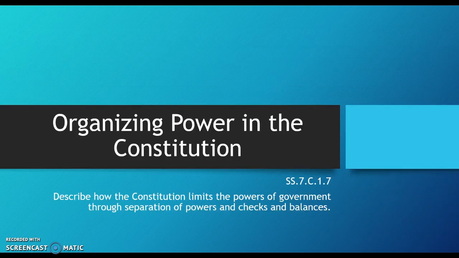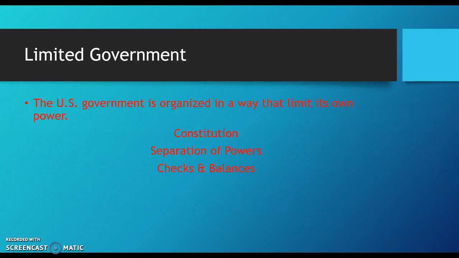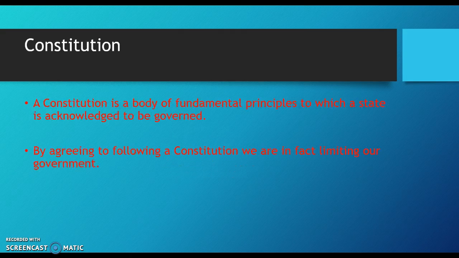Hi there. In this episode, we're going to talk about how the Constitution limits the power of the government and how the separation of powers and checks and balances goes about doing so. So first off, you need to realize that the U.S. government is organized in a way that limits its own power. And there's three different ways that power is limited within our government. The Constitution itself is the first way. Inside the Constitution, we apply the ideas of a separation of powers and checks and balances. Together, they work to limit the power of the government.